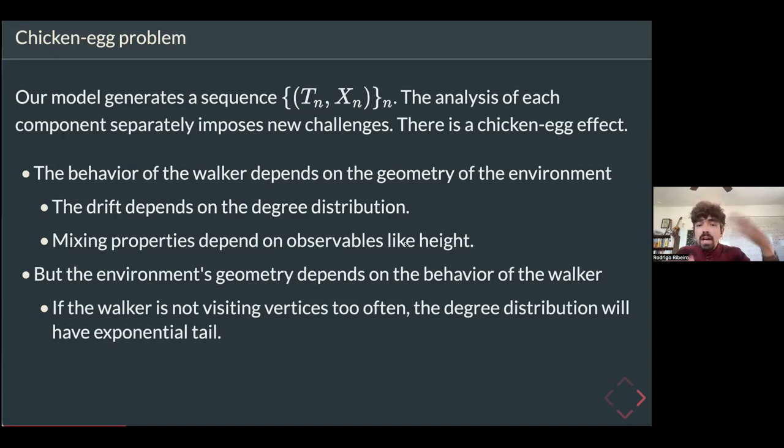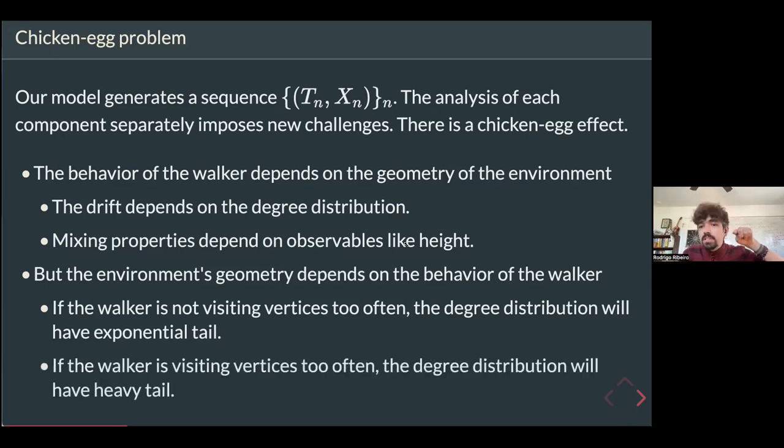So this is what I mean by this chicken and egg. If you want to understand the walker, you need to understand the environment. But if you want to understand the environment, you need to understand the trajectory of the walker. So this is one of the reasons why most of the arguments that we have for this model are a little bit convoluted, because you need some sort of bootstrap argument.